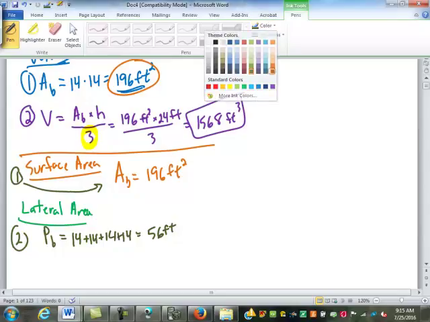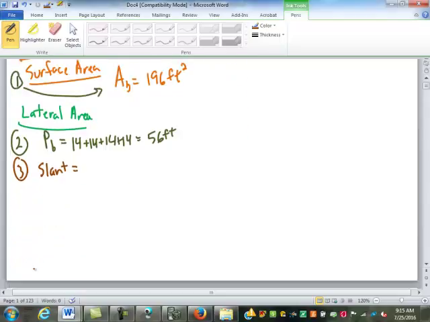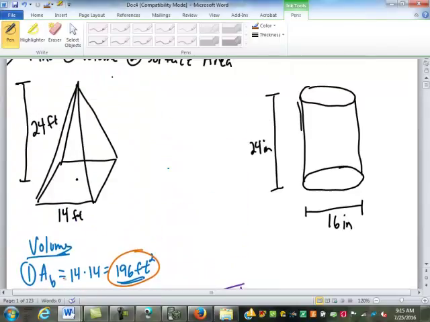Now the second thing we need to know for the lateral area, but the third thing we need to know in calculating surface area, is the slant. If this were a box, the slant is the same as the height, the length of that lateral surface. But it's not a box. So we need to find the slant going down the side like this.